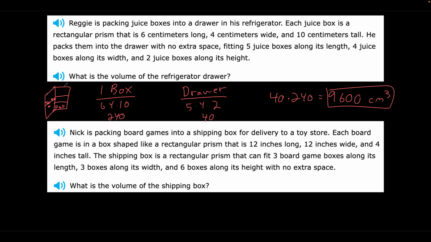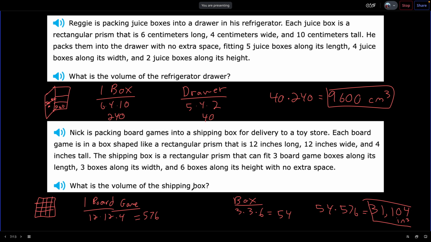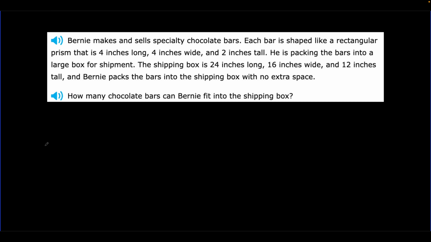Okay, for the first problem, here's my beautiful refrigerator drawing. And here's the work, and your final answer should have been 9,600 cubic centimeters. Okay, for the second problem, here is my wonderful drawing of a board game. Here is the work. Final answer should have been 31,104 cubic inches.